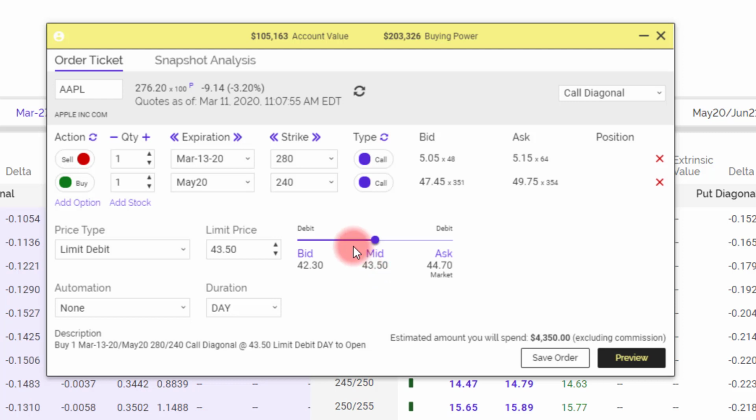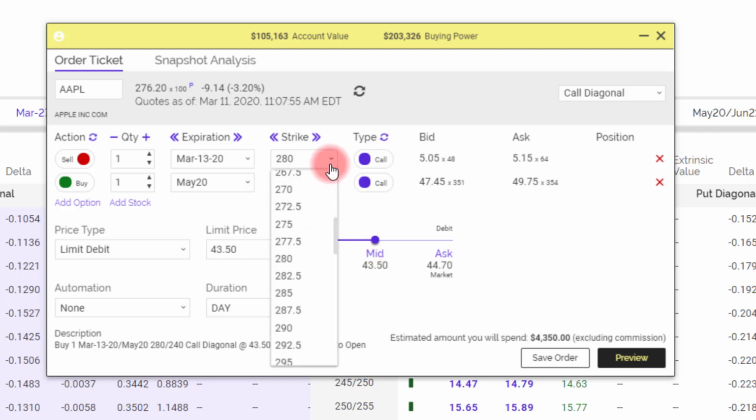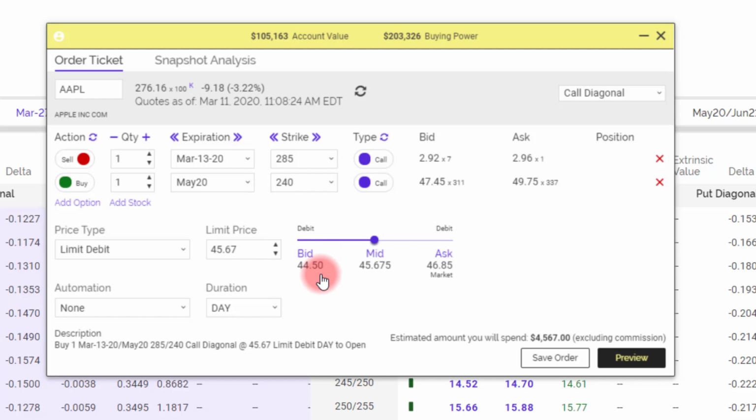What else could we do? I could increase the strike of the short. So instead of selling the 280, maybe we could sell the 285. Now, of course, I'm not going to get as much money for it, which is why most traders don't want to do this. But now I have a $45 difference in strikes and about a $46 debit.